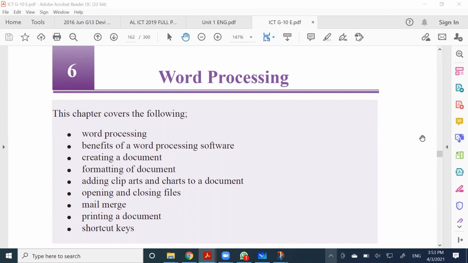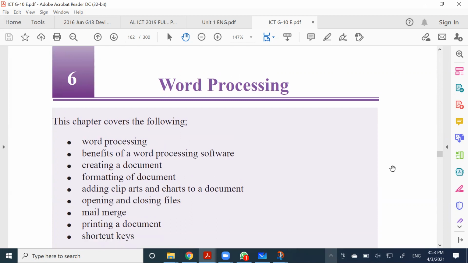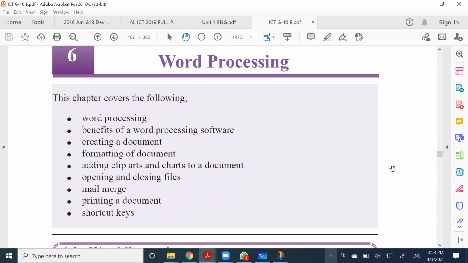Now remember, word processing, like the name says, is for processing words. We use this for documentation, to create documents like letters, invitations, the contents of books, the table of contents, many different things, some tables, a lot of things. Those are related to processing words.